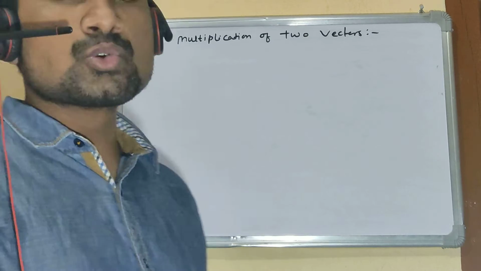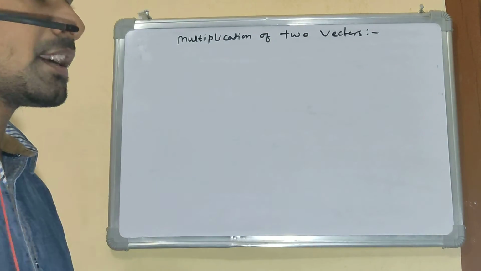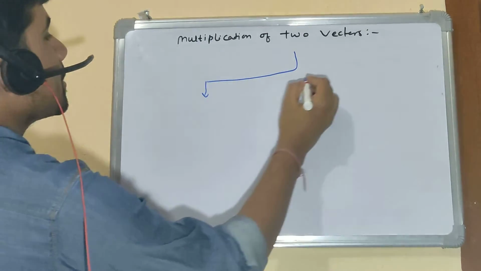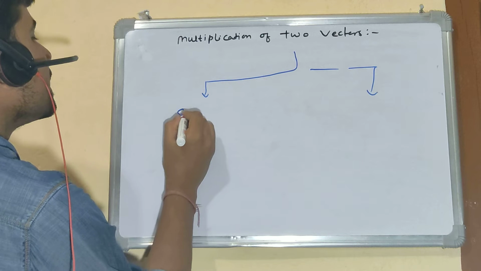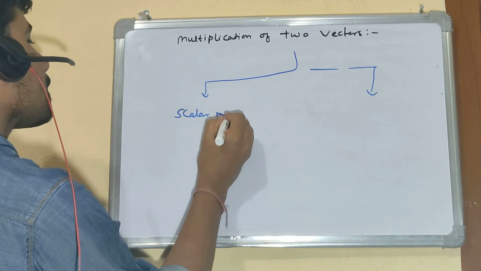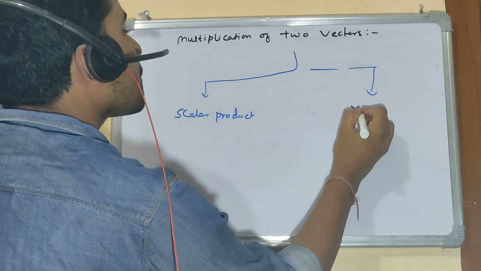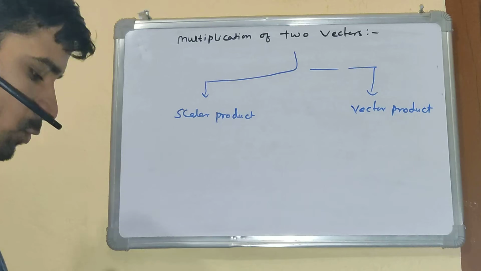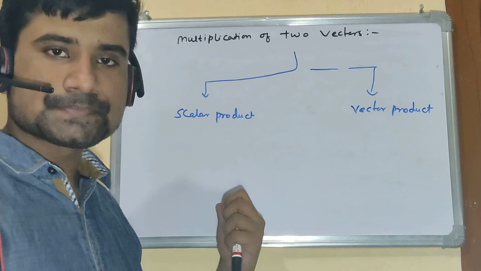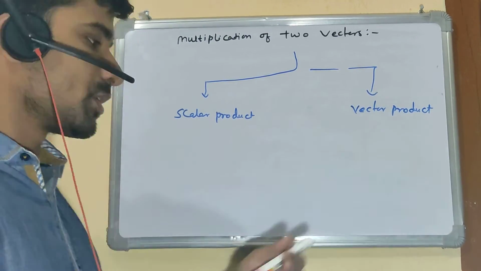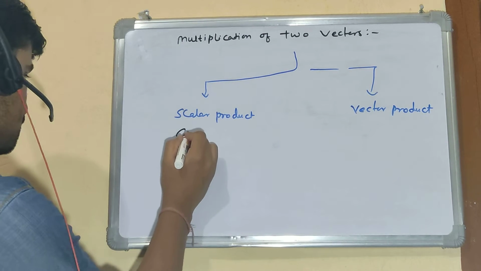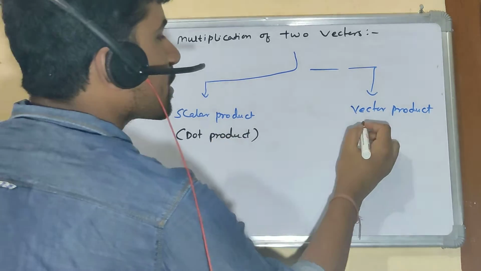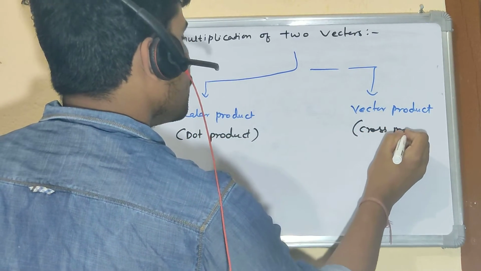So there are two types of product in vectors, right? One product is called scalar product. Another type of product is called vector product. Scalar product is also called dot product. Most common name is dot product. And vector product is also called cross product, which is the more common name, right?